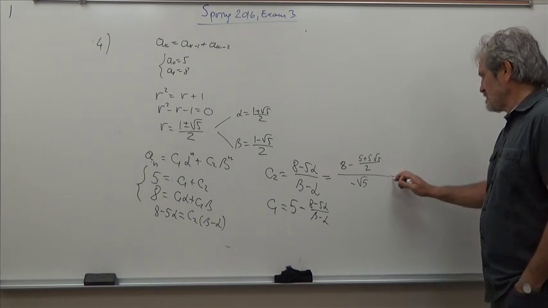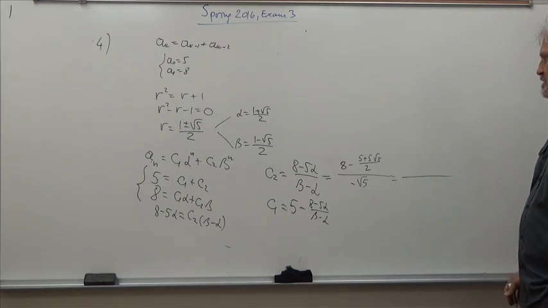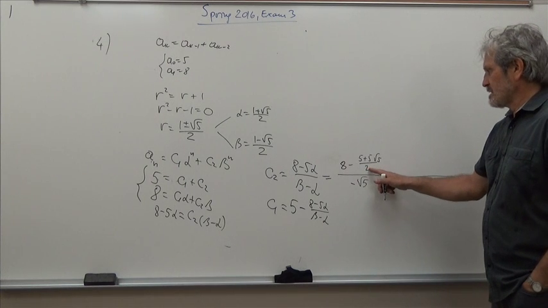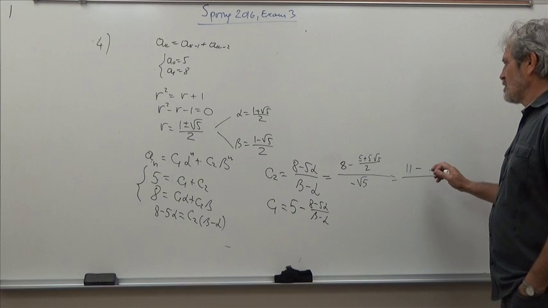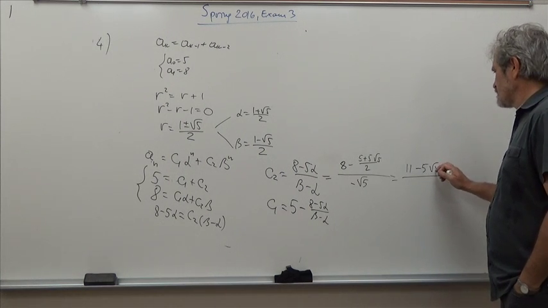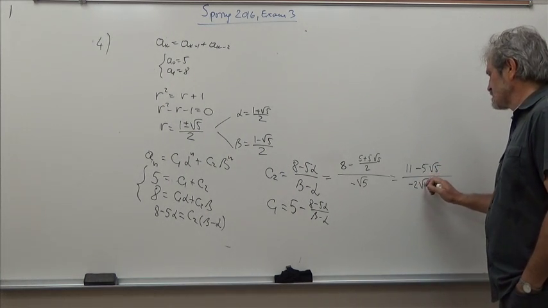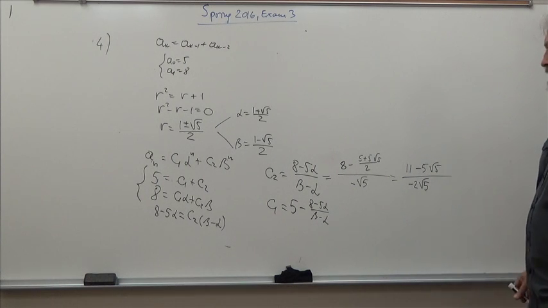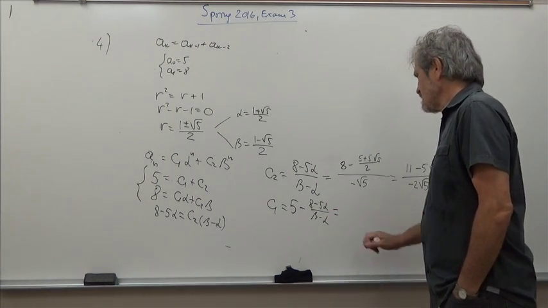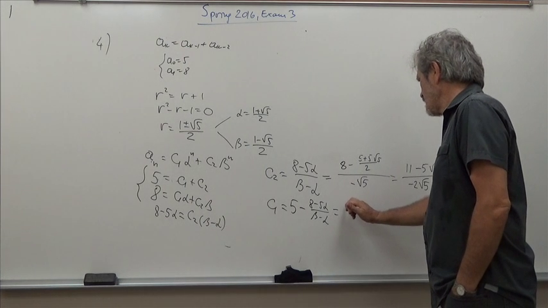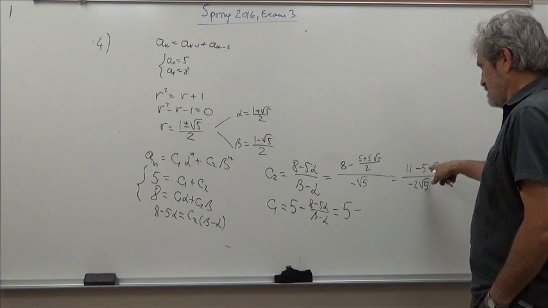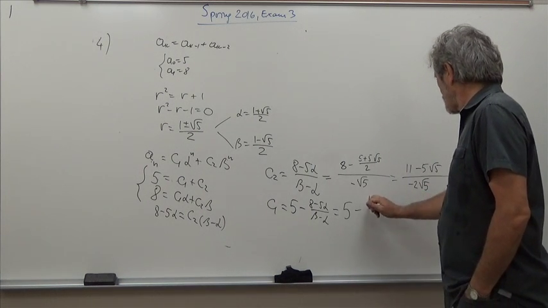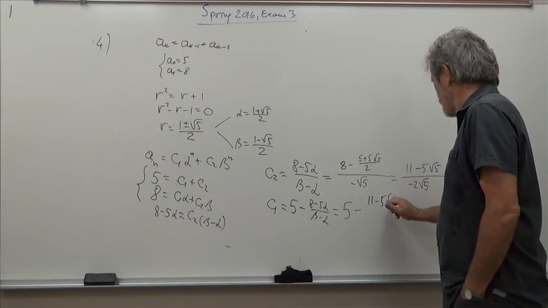So what would that be if I multiply by 2? On top, I get 2 times 8 is 16, minus 5 is 11, minus 5 root 5 over minus 2 root 5. And then what would C1 be? It would be 5 minus my C2, that I'll copy in this calculated form.